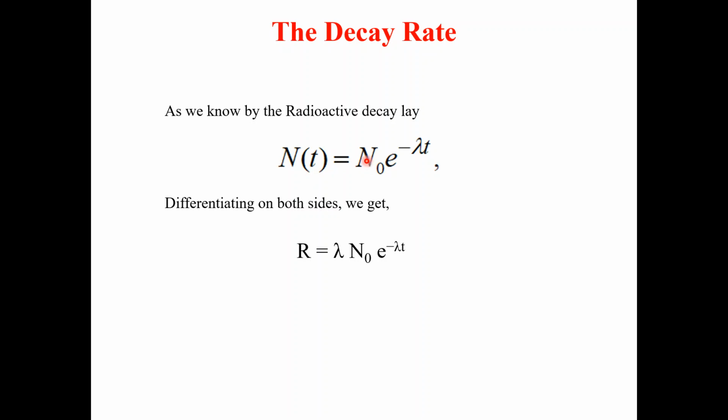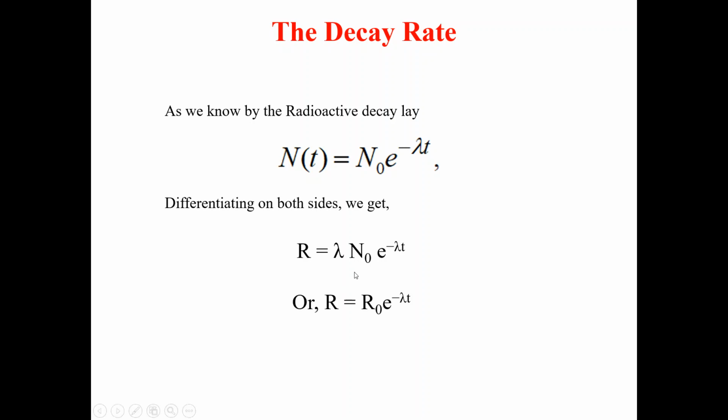And on this side N naught is constant, so when we differentiate, we will get minus lambda N naught exponential minus lambda t. So minus and minus will cancel and we will get this relation, that is R is equal to lambda N naught exponential minus lambda t. It's the easiest mathematical trick. You can do that with a proper knowledge of basic mathematics at O-level or A-level.